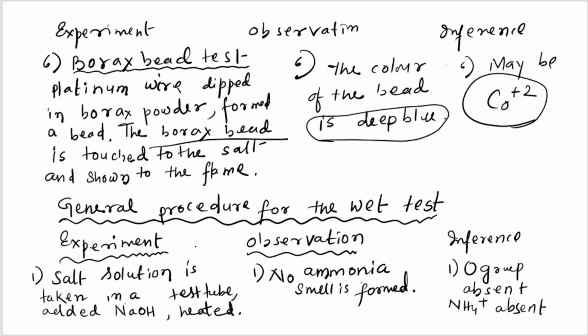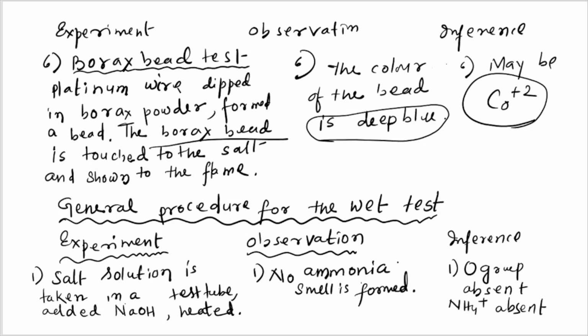Then what is the general procedure? You will find which group is present, whether zero group, first group, second group, third group, up to the sixth group, which one is present, and after that you will do the confirmatory test.